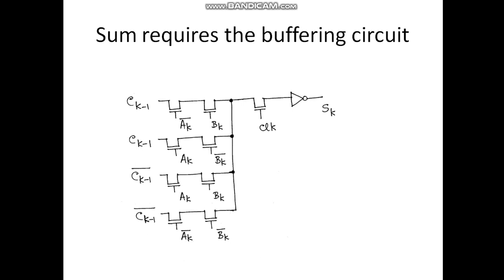This is about the circuit for sum. Similarly, let us design the circuit for carry.